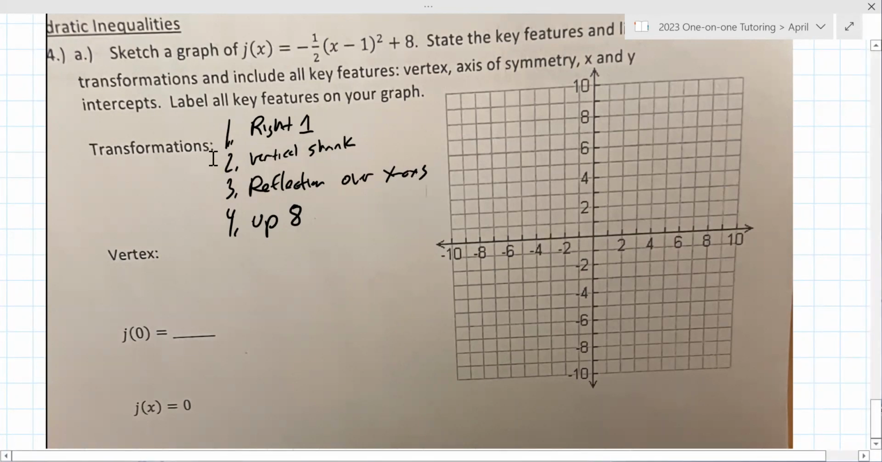So 8 would be like the vertex, and 8 is part of the vertex. It's the second value. The first value comes from right 1, so it would be 1 comma 8. Yes, very good. We can put that right there.